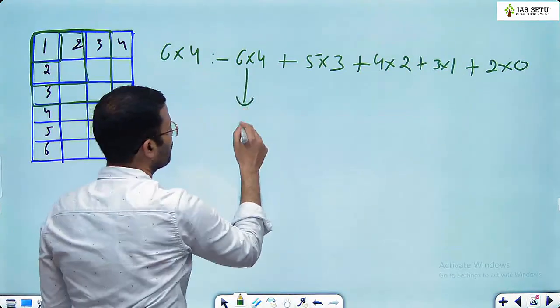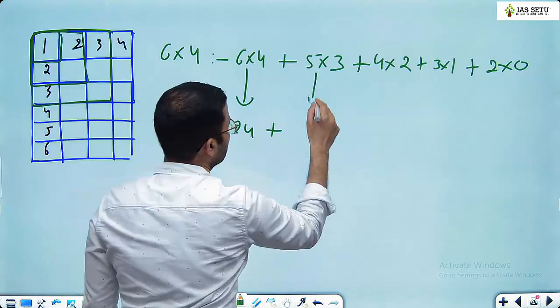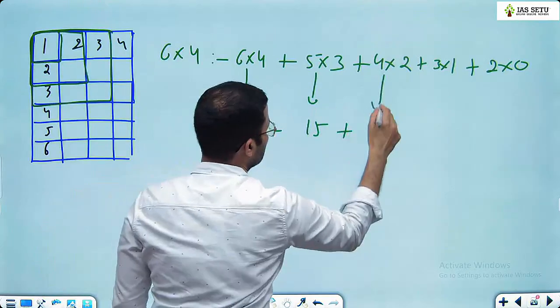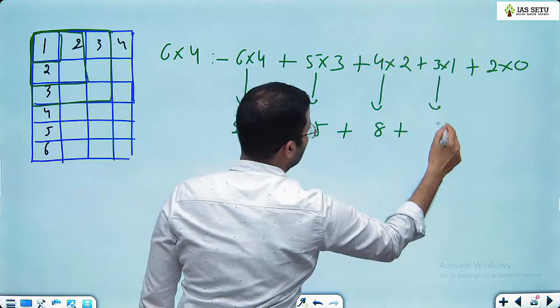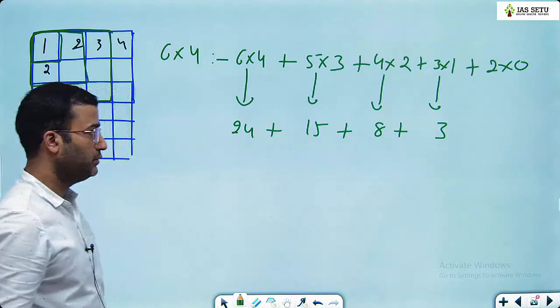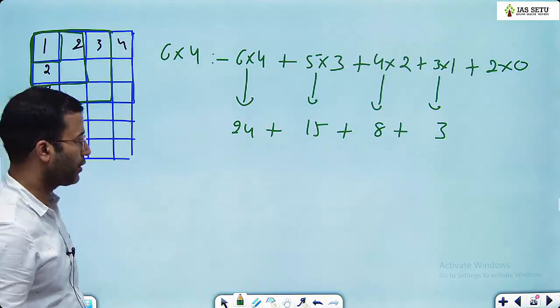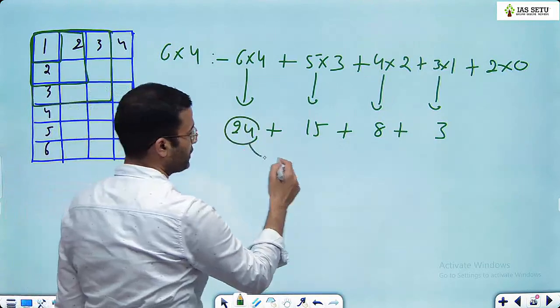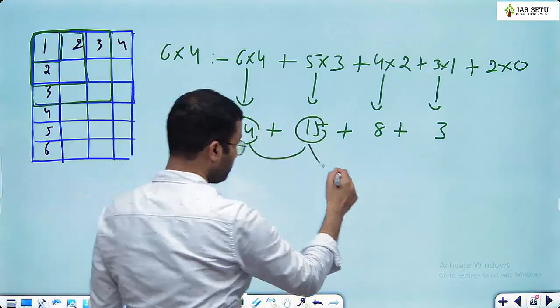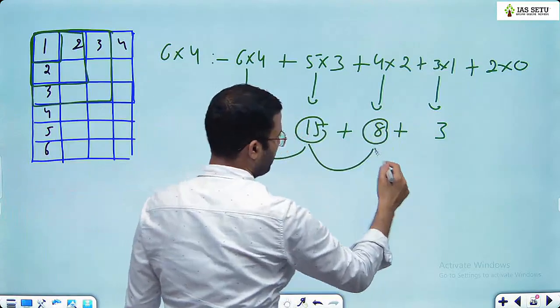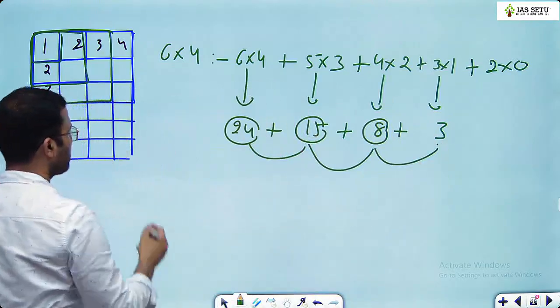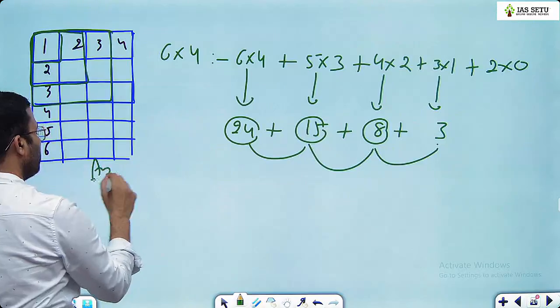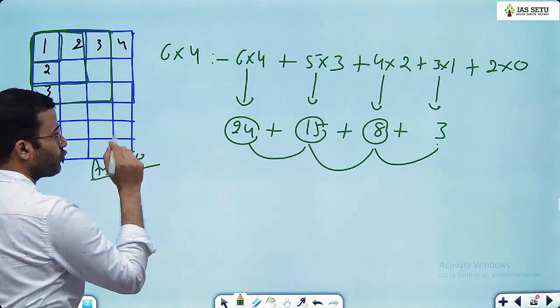So this is 24, this is 15, this is 8 and this is 3 and 0. We can say 24 plus 15 is 39, 39 plus 8 is 47, 47 plus 3 is 50. So in the given figure we have 50 squares. Yes.